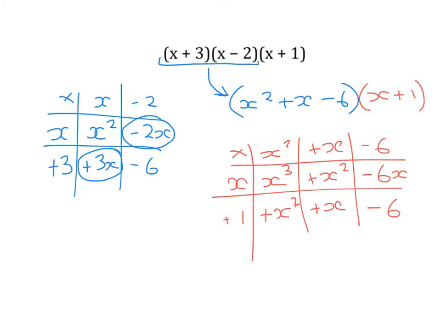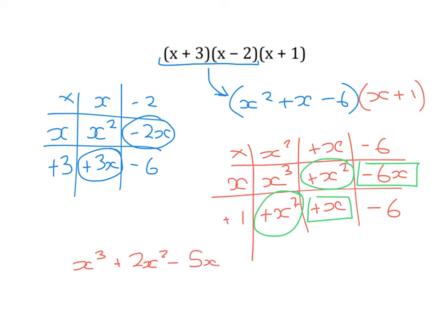So if I write that out in a line, I've got x cubed. And I've got plus x squared, positive x squared, plus another x squared. So that's plus 2x squared altogether. I've got positive x minus 6x, which is going to be minus 5x. And then I've just got that minus 6. And that's the triple brackets expanded.